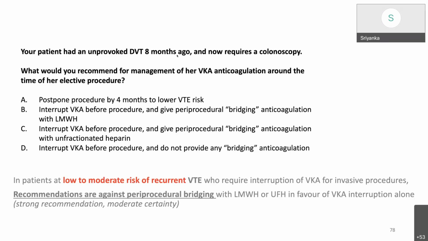Okay, read the options. Postpone procedure by 4 months to lower VTE risk. Interrupt VKA before procedure and give peri-procedural bridging anticoagulation with LMWH. Interrupt VKA before procedure and give peri-procedural bridging anticoagulation with unfractionated heparin. Interrupt VKA before procedure and do not provide any bridging anticoagulation.